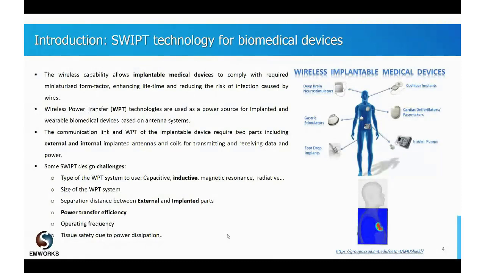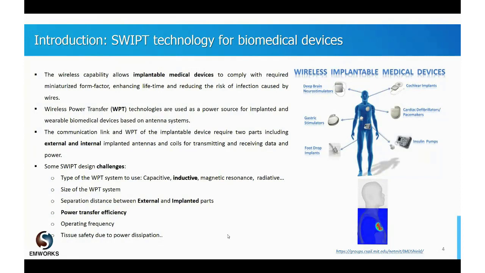Then, what is the size required, in terms of the distance, and how does it vary? How is it impacted by the distance between the external device and the implanted device? So the power transfer efficiency becomes important. When it comes to communicating, there is another consideration: what frequency you want to use, how much bandwidth is required, and so on.